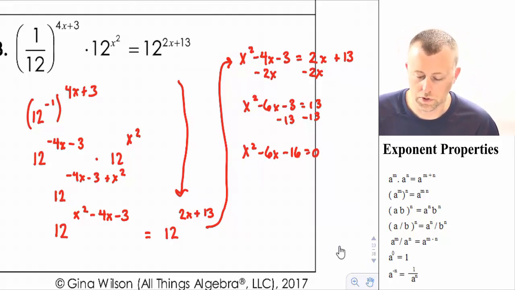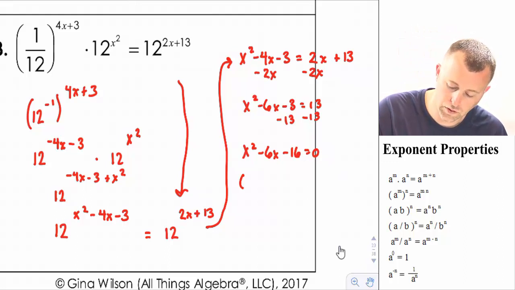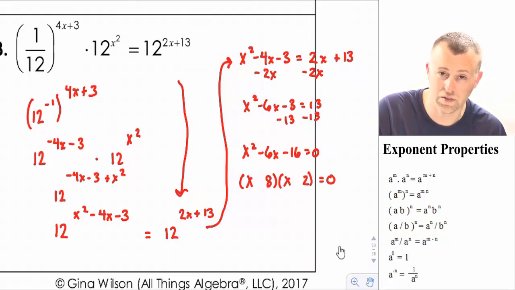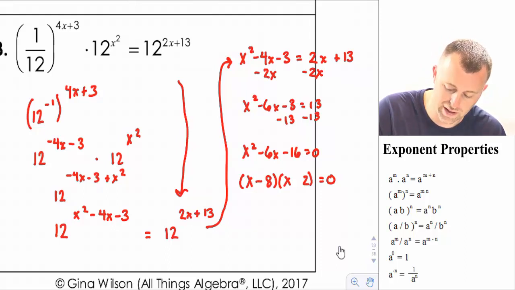So now that we're able to do that, I can factor it. So I'm going to set this into two binomials. It's going to be x and x. And 8 times 2 gives me 16. They have a difference of 6, so I'm going to go minus 8 plus 2. So your answer becomes x equals 8 and x equals negative 2.